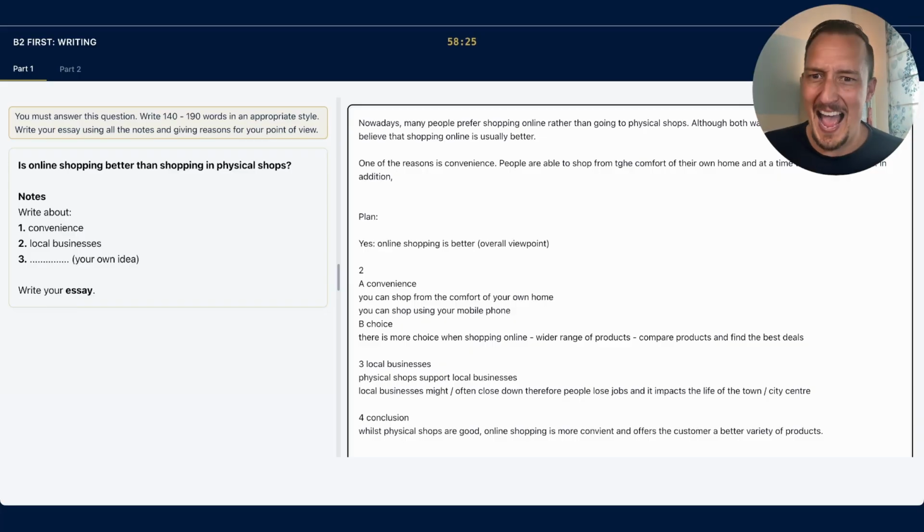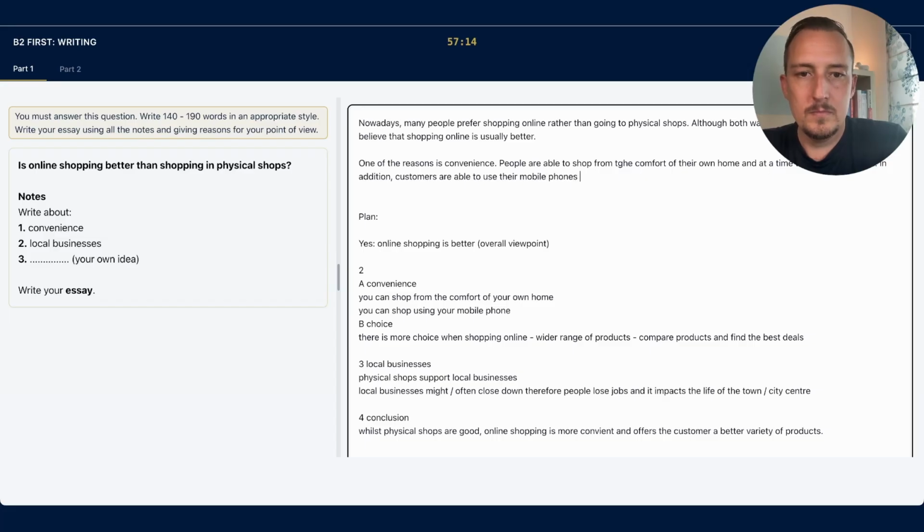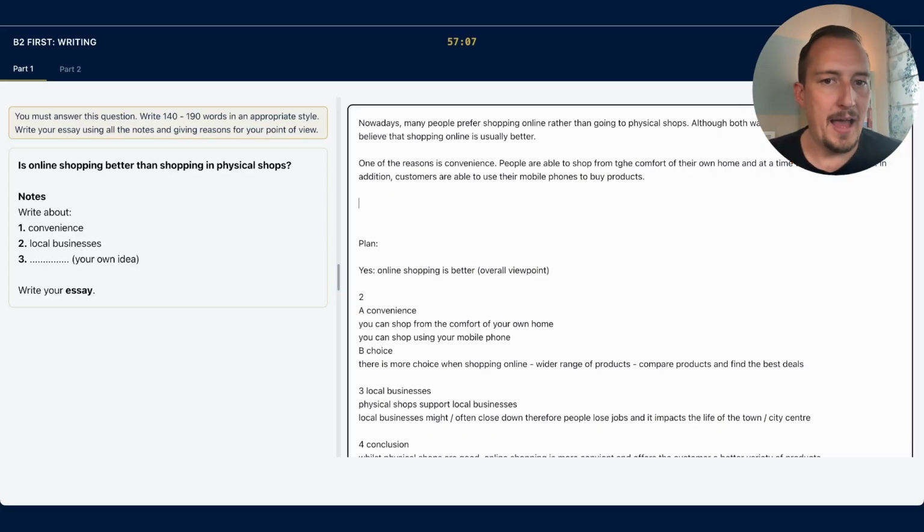Addition, from add, anyway. Sorry. So in addition, to buy products. Yeah, what about that? I think that sounds quite nice. It's good, it gets us in. Sorry, the reason I was thinking about it was, would we have enough to say about this? So in addition, customers are able to use their mobile phones to buy products.